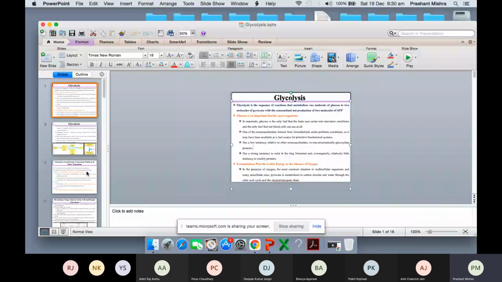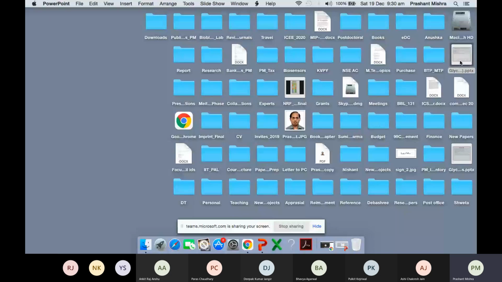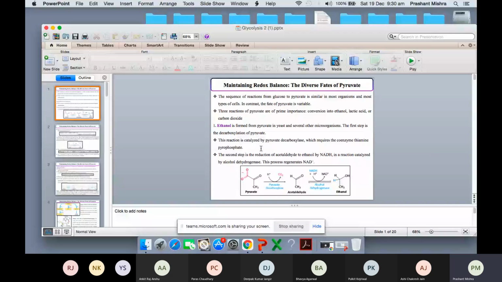Now let us talk about something interesting about maintaining the redox balance. Can you see the slide?